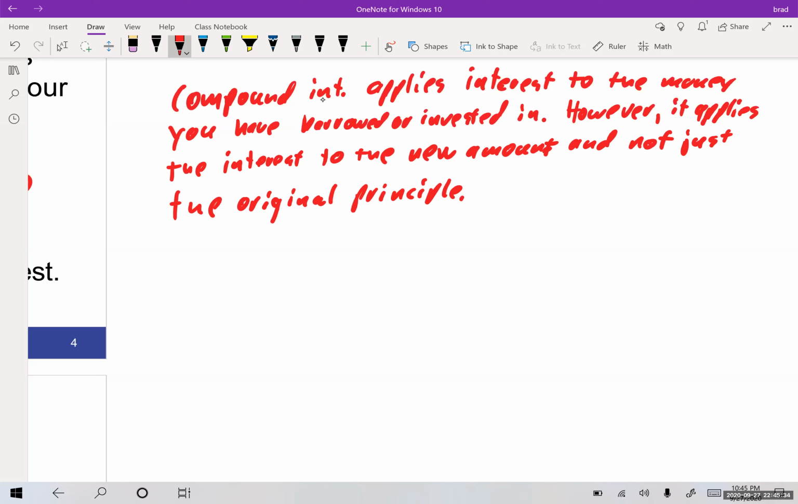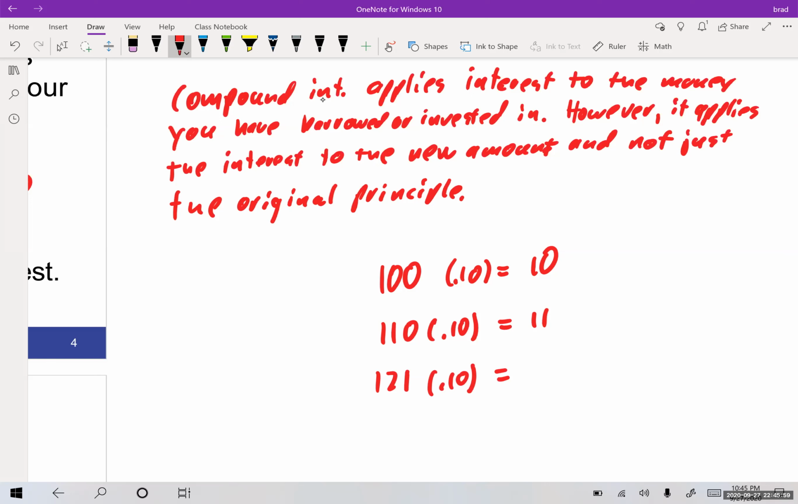However, with compound interest, it basically says that if you have $100 and you get 10% interest on that, you would get $10, right? So you now have $110. And then if you take 10% interest on that, it's not $10 anymore. It's now $11. Okay. So now you have $121. And if you take 10% interest on that, you now have $12.10.